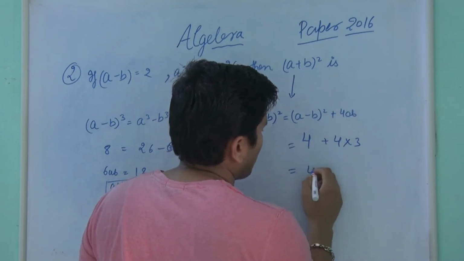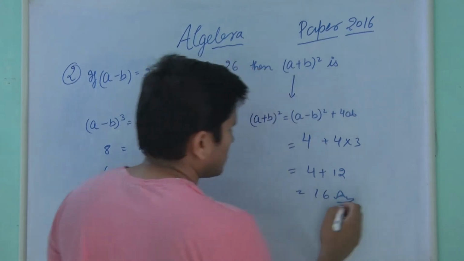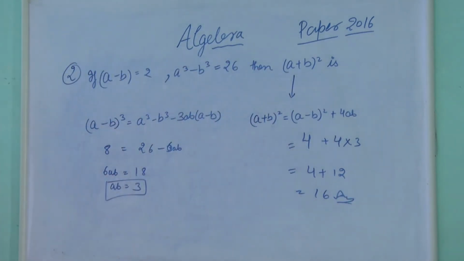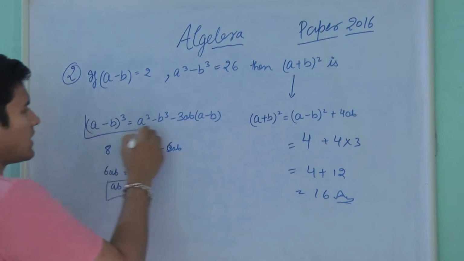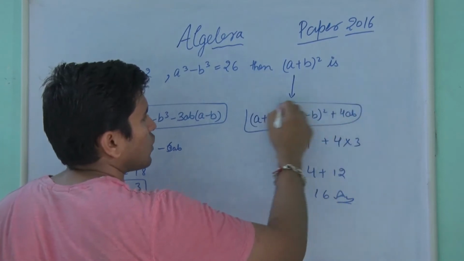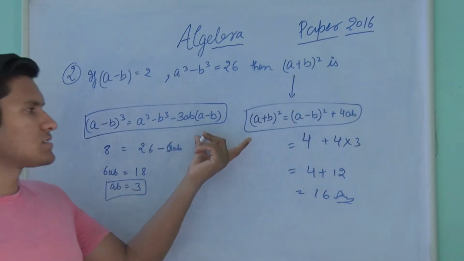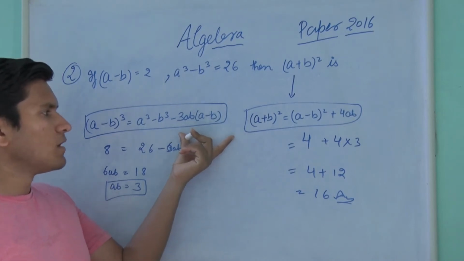Now 4 plus 12 is 16. This is the answer to your question. How simple it is. You just have to remember this identity and the modification of this identity. These are the identities we have discussed in our identity video.